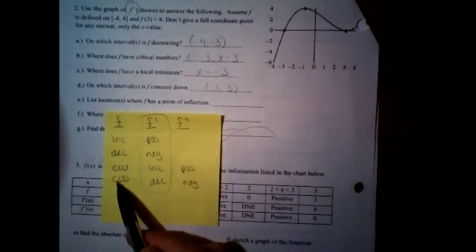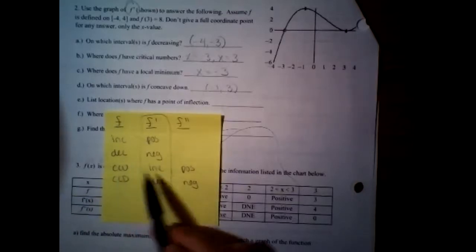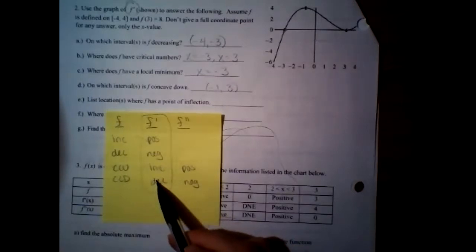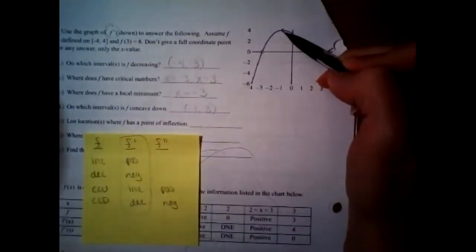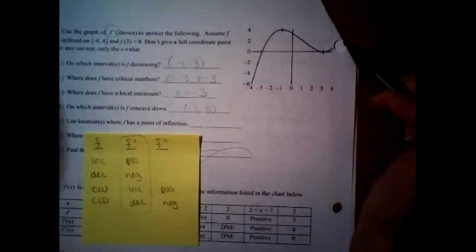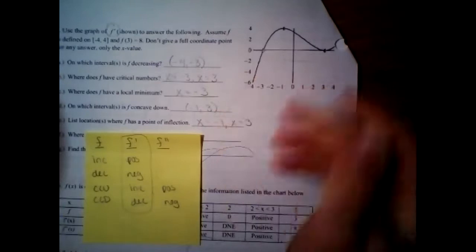Points of inflection. That is where f changes concavity. So concave up to concave down or vice versa. So that's going to be where the graph we are looking at changes from increasing to decreasing or decreasing to increasing. So it's going to change from going up to going down or vice versa. So that happens right here at -1. We change from going up to going down. And then also at 3, we change from decreasing to increasing. So x equals -1 and x equals 3.